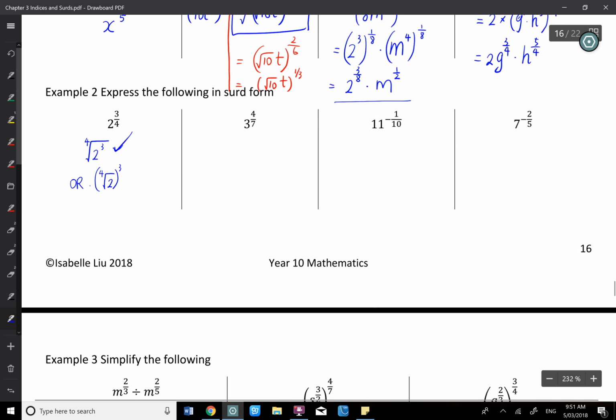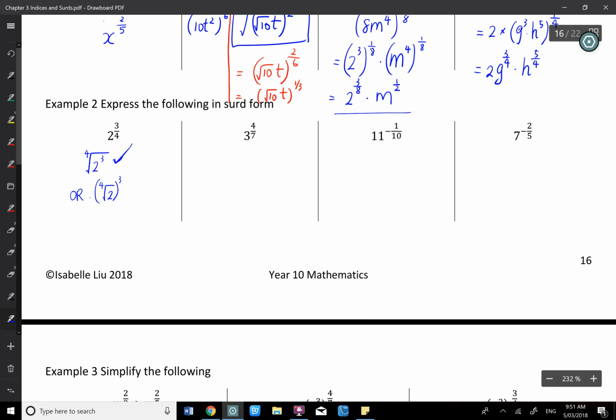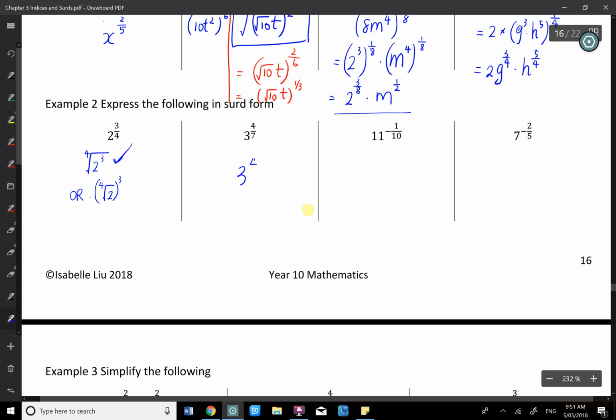Okay, so let's have a look. Example 2 is quite easy. We can say there's 3 to the power 4 to the 7th root, or I can go the other way, 7th root and then to the power 4. Okay, next one.